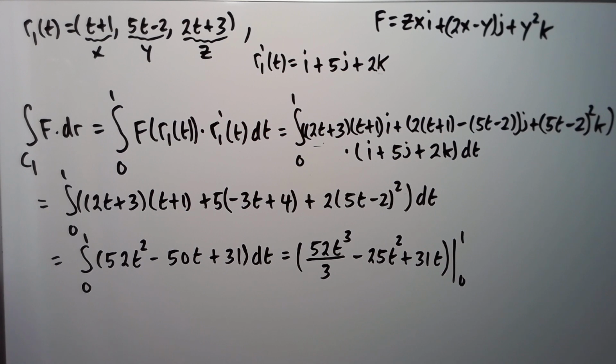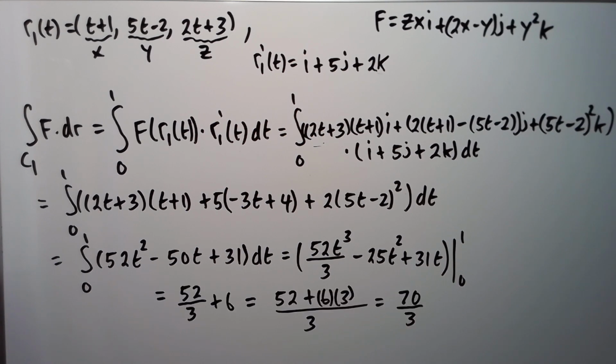So we get this. We're going to put 1 in place of t and then 0 in place of t. So let's do that. Working it out, you can check, you end up with 70 over 3 as your answer for this one. Okay, so we've done the C1, now let's do C2.